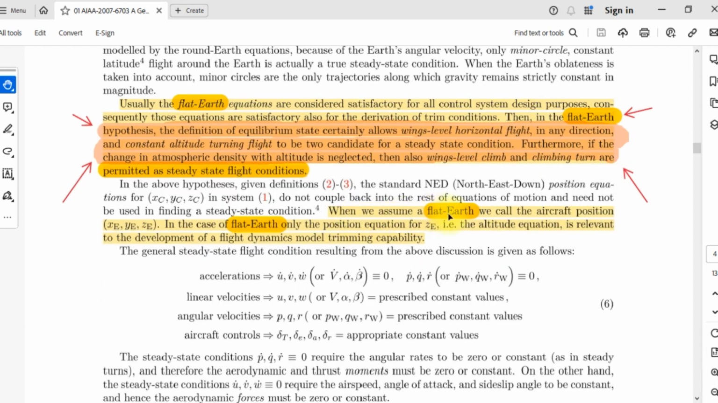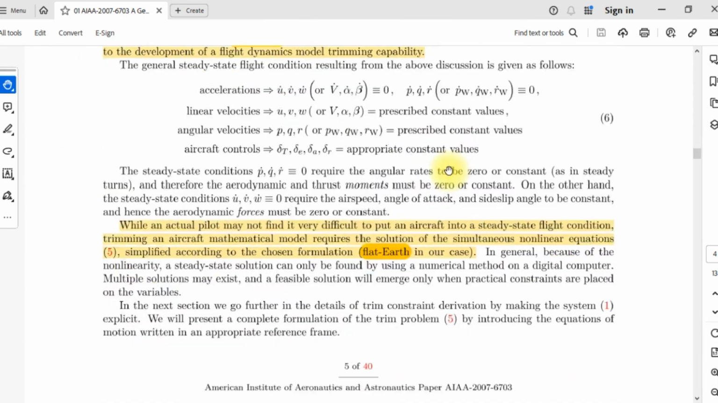When we assume a flat Earth, we call the aircraft position the formula. In the case of flat Earth, only the position equation, the altitude equation, is relevant to the development of a flight dynamics model trimming capability. While an actual pilot may not find it very difficult to put an aircraft into a steady state flight condition, trimming an aircraft mathematical model requires the solution of simultaneous nonlinear equations, simplified according to the chosen formulation, flat Earth in our case.